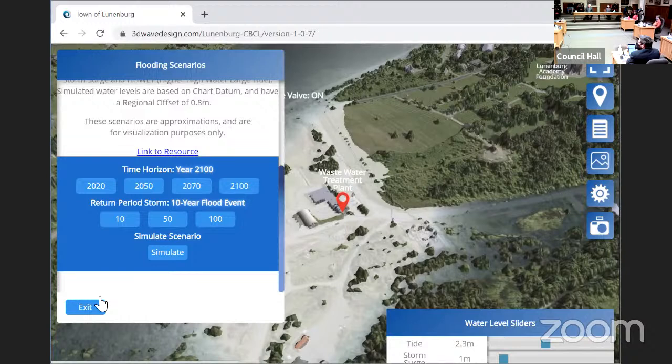If you take the time horizon, 2100, but put a 100-year storm event, you're going to see that sea level rise is the largest threat, not the storm events. See how it hardly changed? That's the science from CBCL in a visual format.